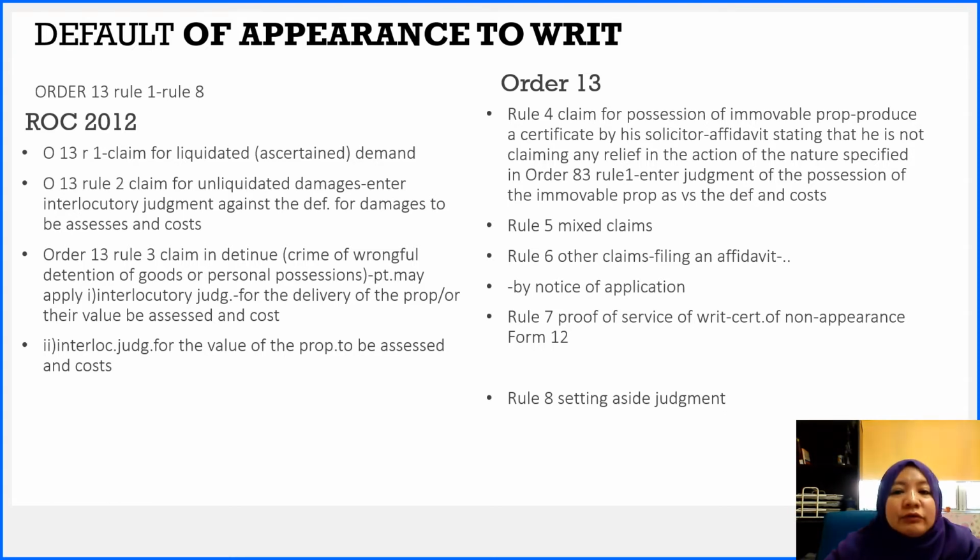Rule 4 is for claim for possession of immovable property. The procedure is for a certificate to be produced by his solicitor, stating that he is not claiming any relief in an action of the nature specified in Order 83, Rule 3. So basically it's Order 83. You need to refer to other orders as well, because it gives you a clear idea of what this order is talking about.